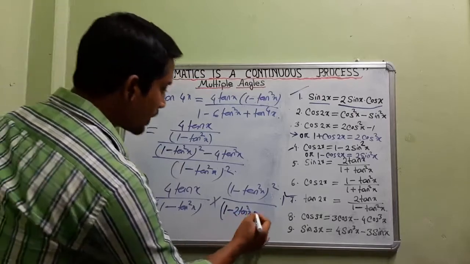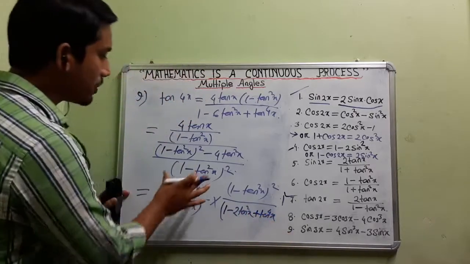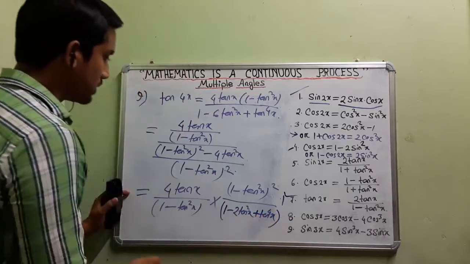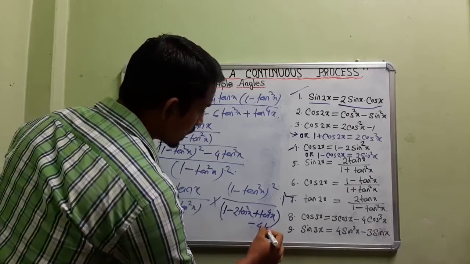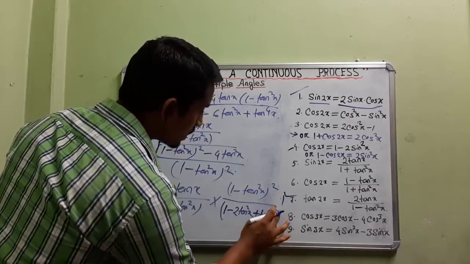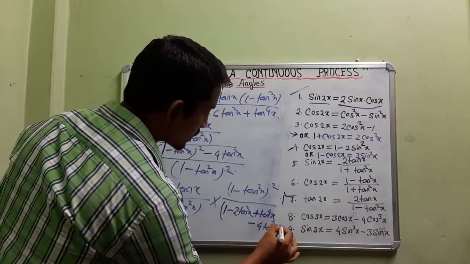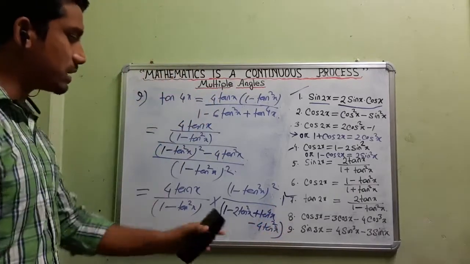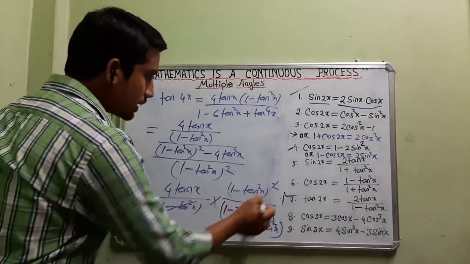1 minus 2ab plus b square, that means it will be tan to the power 4x, isn't it? I broke the whole square and I have written in this way, minus 4 tan² x. Let us not finish the bracket here. Okay, minus 4 tan² x, and I am finishing here. Because minus is there, it will not create any problem. Now you see, this part will get cancelled by the square.